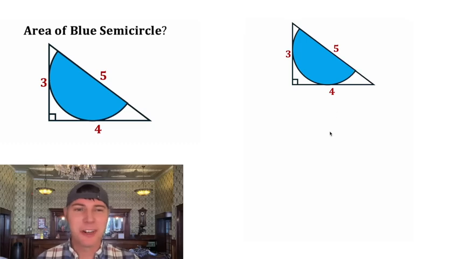Hey guys, this looks like a fun one. It's asking for the area of the blue semicircle. And it looks like it's perfectly inscribed inside of a 3, 4, 5 right triangle.